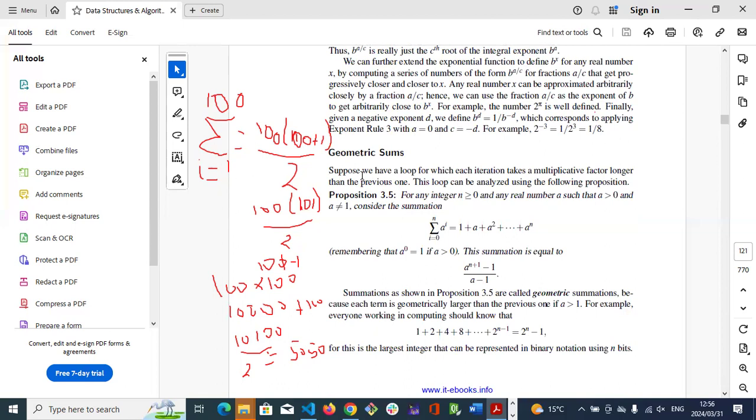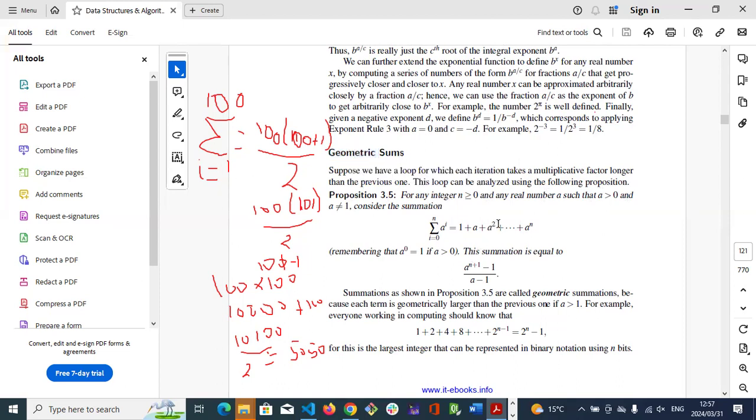Geometric sum. Suppose we have a loop where each iteration takes a multiplication factor longer than the previous one. This loop can be analyzed using the following proposition. For any given integer n greater than or equal to 0, and for any real number a such that a is greater than 0 and a is not equal to 1, consider the summation.